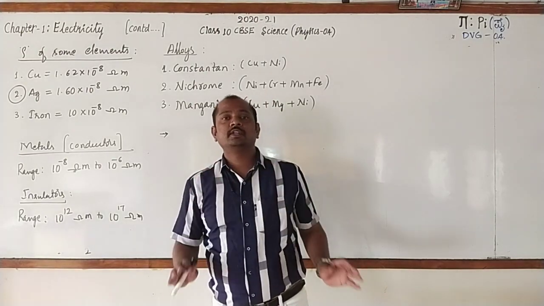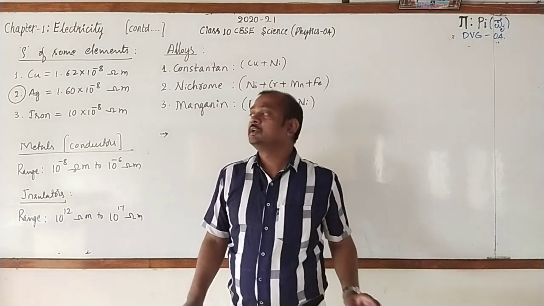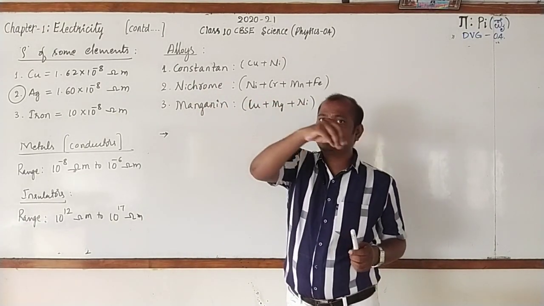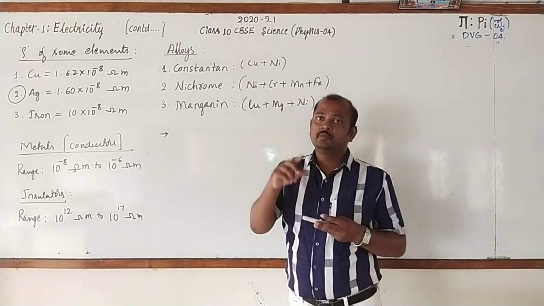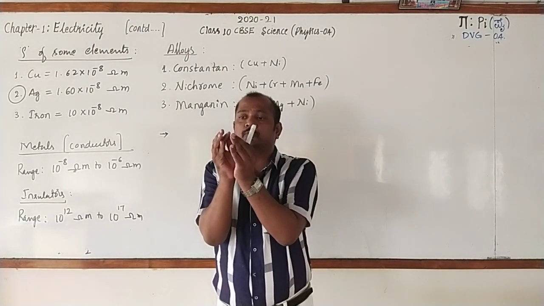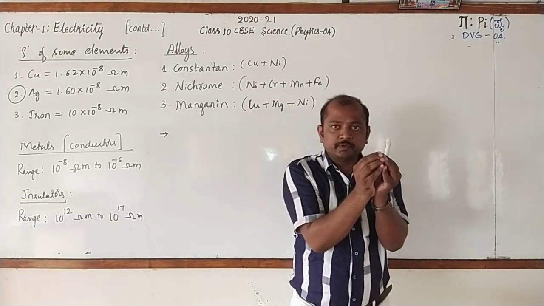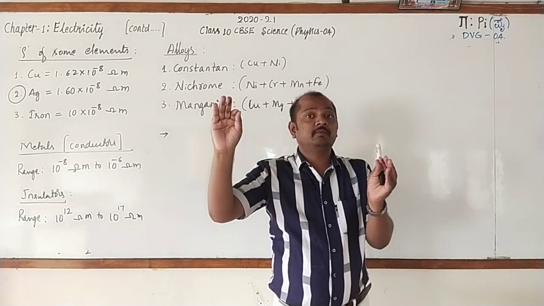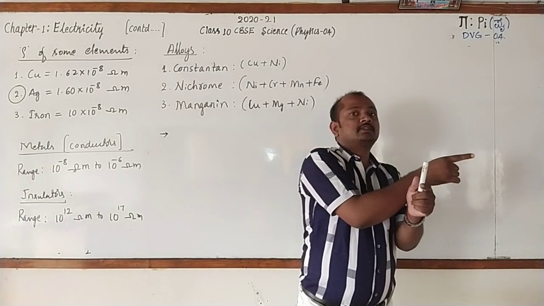And when you go for taking the alloys, if two or more metals combine completely, nothing but the homogeneous mixture of two or more metals is called alloys. In alloys, there will be constituent elements. When you compare the resistivity of the whole alloy with each of the metal used as a component, alloy's resistivity will be more than each of these components.